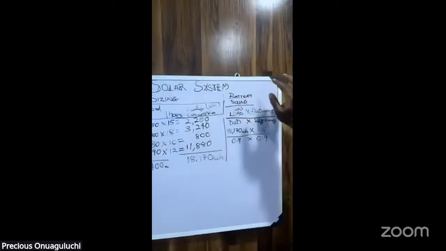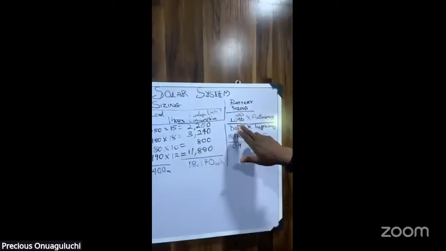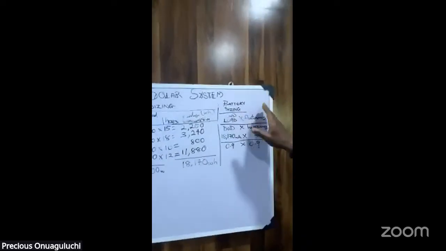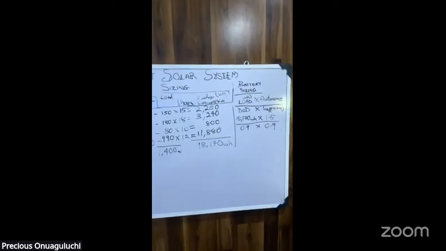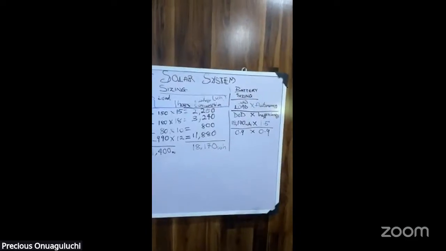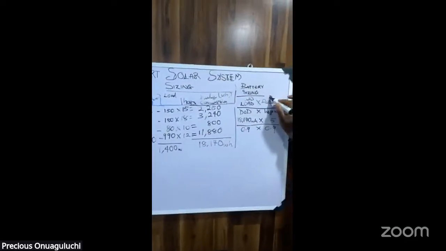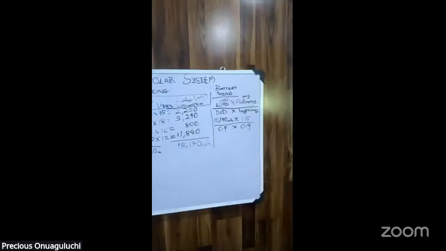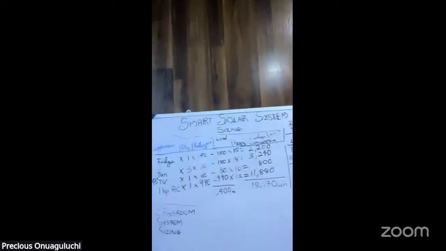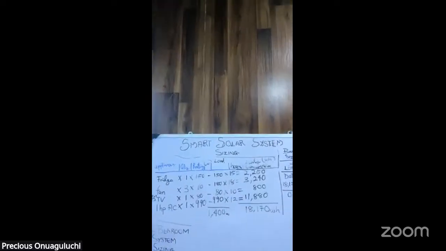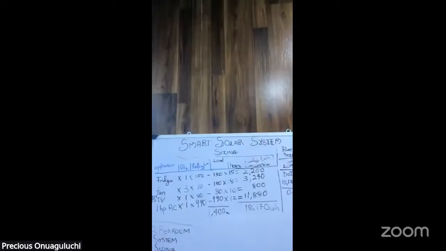So like I explained, now on the battery side, this is the formula: load times days of autonomy, divided by depth of discharge, and system inefficiency. That is done. Remember, this is just an assumption to help us do the calculation, right?